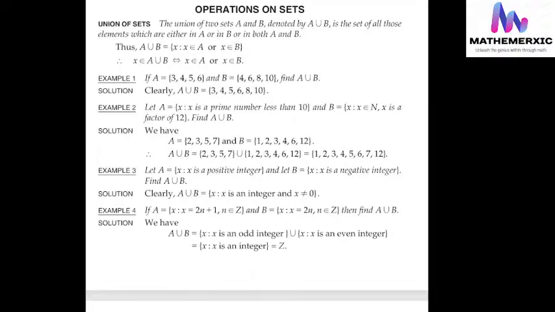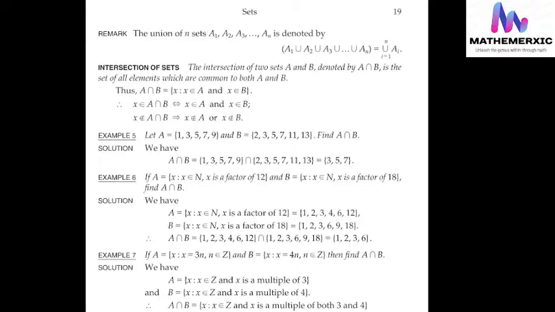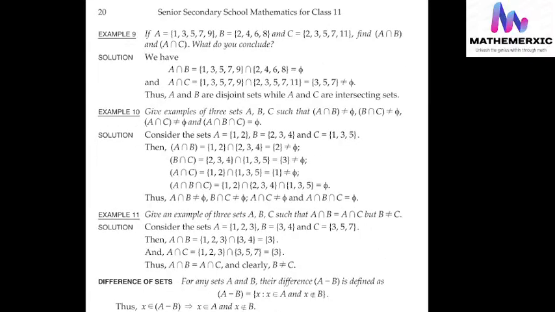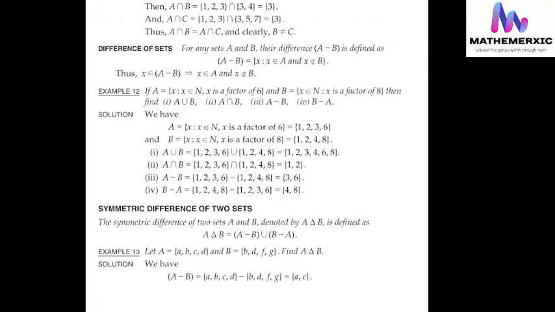Operators: the union A union B is such that x belongs to A or x belongs to B. Intersection is such that x belongs to A and x belongs to B. So let us say we have A, B, and C defined, then A intersection B can be done very easily. Symmetric difference of sets.